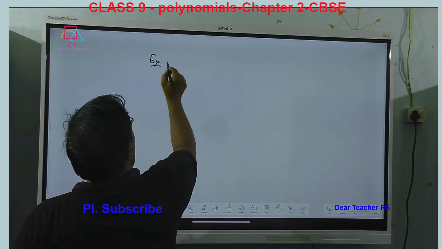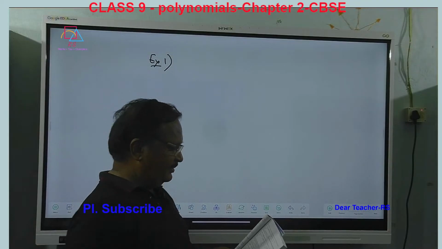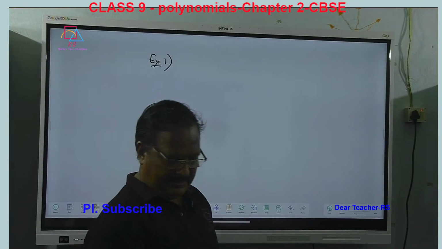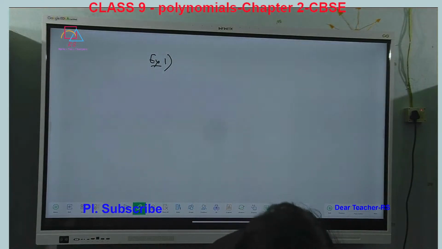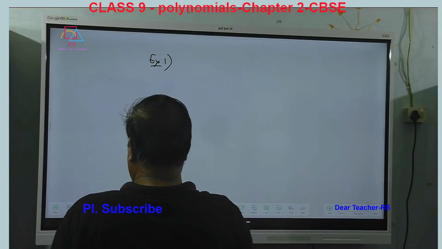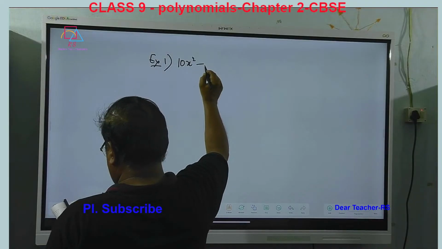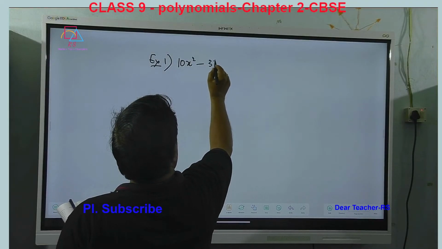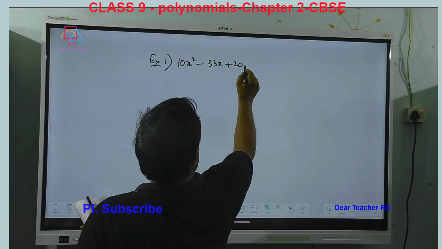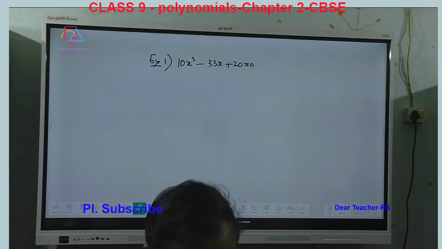Example 1. It is not from the textbook. Example 1. I will just take one quadratic polynomial: 10x square minus 33x plus 20 is equal to 0. This is from 10th class R.D. Sharma.